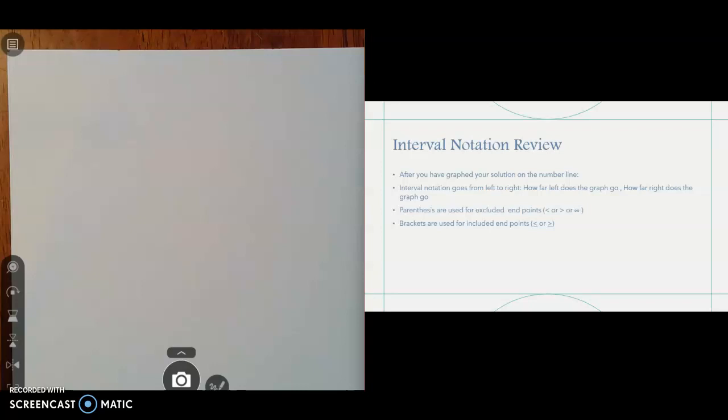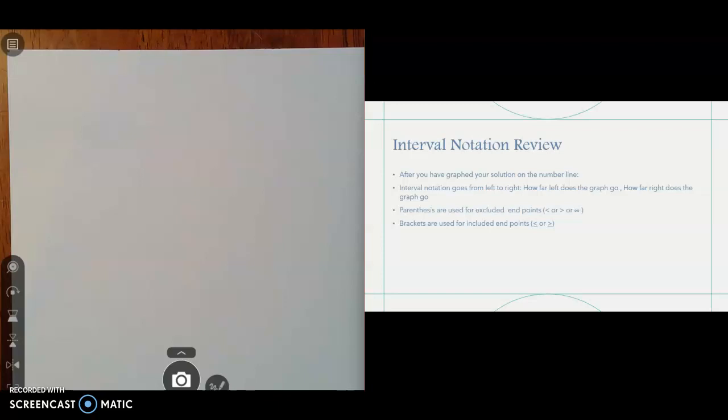Alright, a little bit about interval notation. What I would recommend is graphing your solution first, because interval notation is very visual. Graph your solution on a number line first, and then think: how far to the left does my graph go? Then how far to the right does my graph go? So you're going to write left bound, comma, right bound.